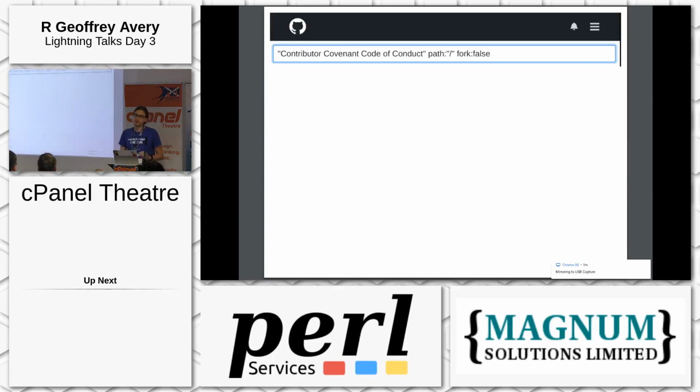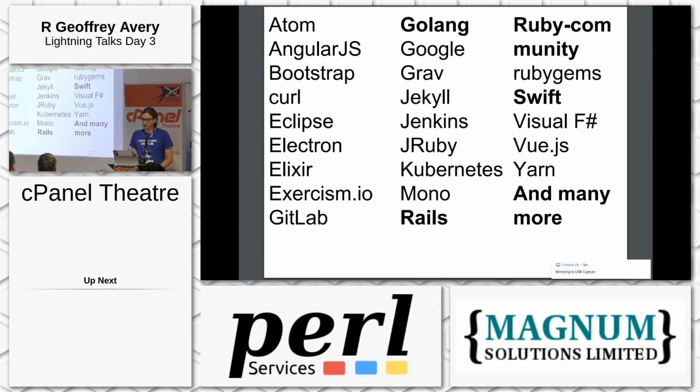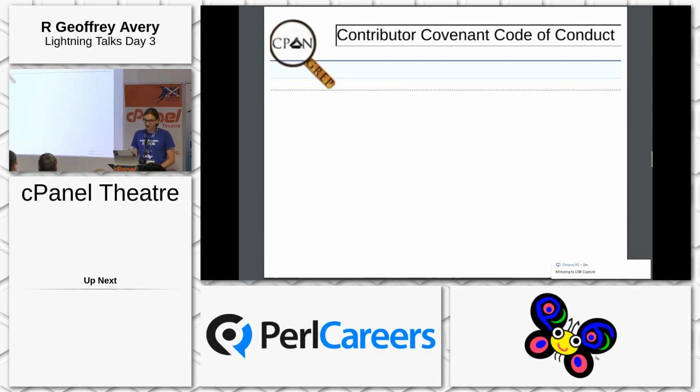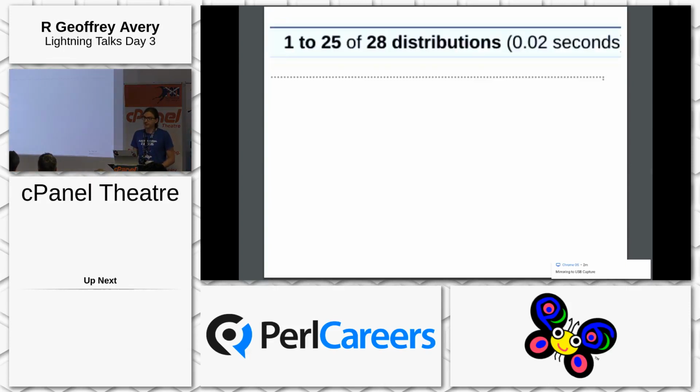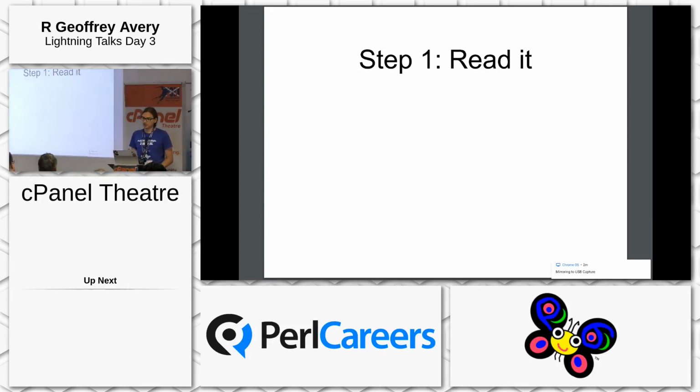So apparently this text was released about 4 years ago. And when you do a search on GitHub to find how many repositories have this copy, you get more than 40,000 repositories. And among those, you'll see some big names like Golang, Ruby, Rails, Swift, and many more. Now, if you go to CPAN and do the same search, the number that comes is 28. I think we can do better than this. So I'm going to give you a 3-step guide to how CPAN can be more inclusive.